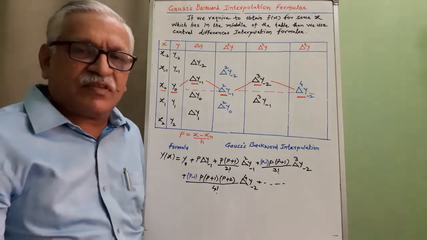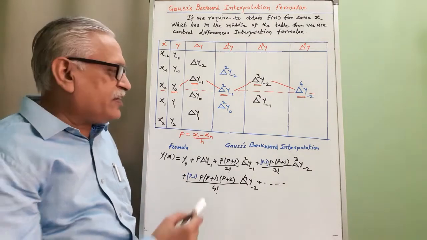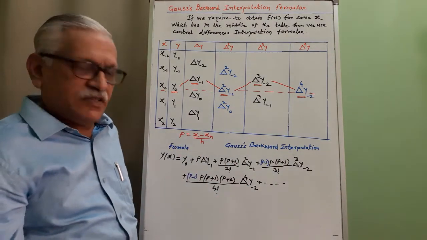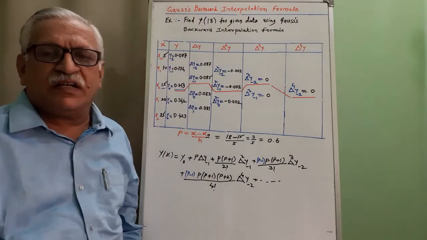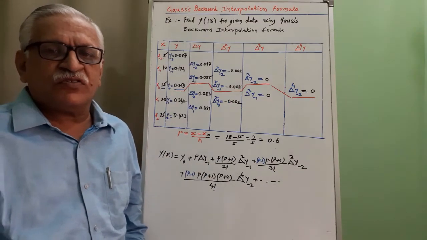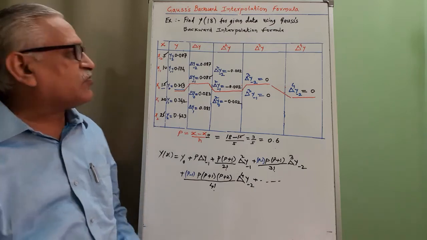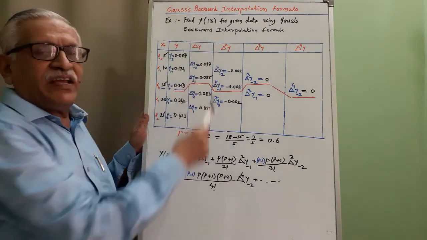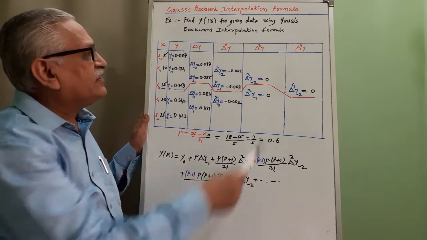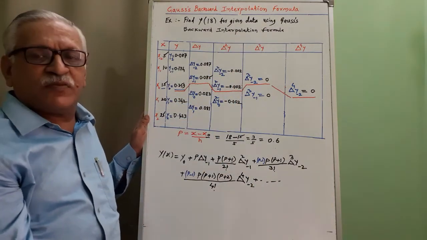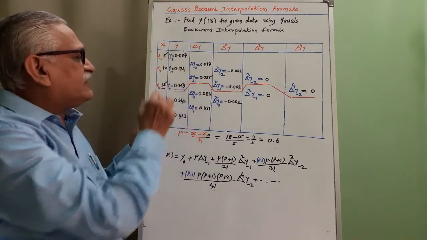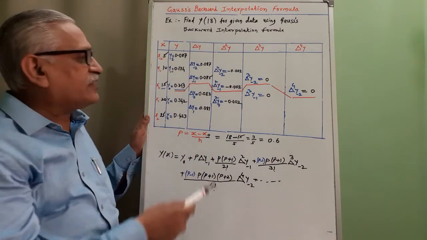Then in the second part I will discuss one simple problem on this Gauss's backward interpolation formula. Let us solve the problem on Gauss's backward interpolation formula. Find y at 18 for the given data using Gauss's backward interpolation formula. The data is the tabular values like this.